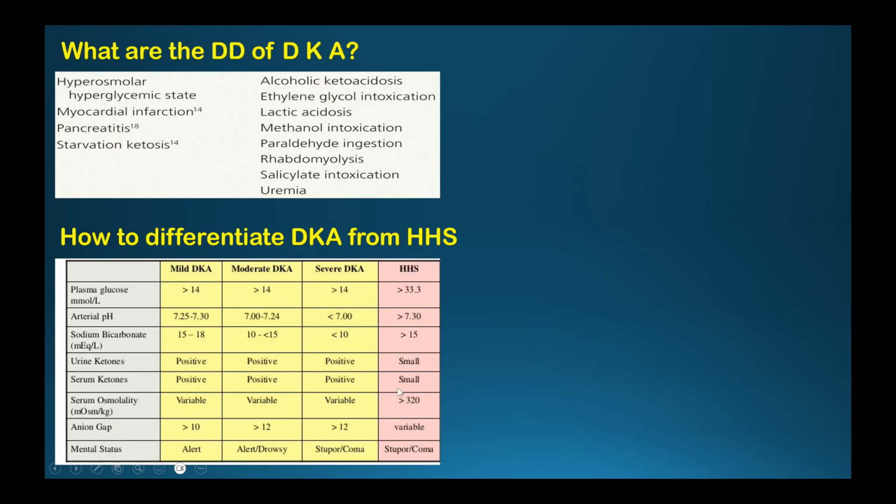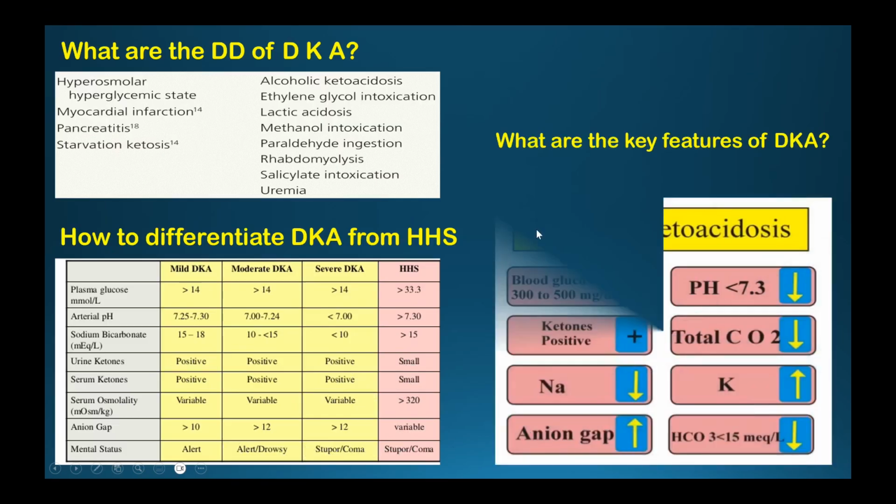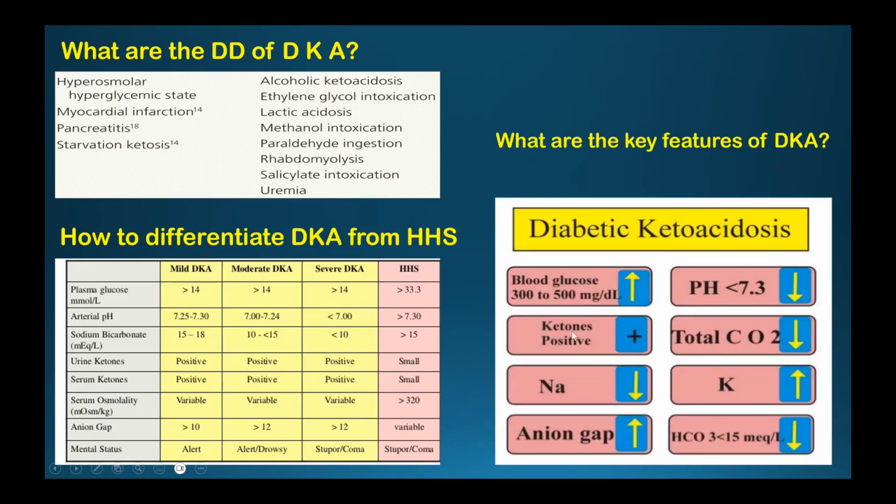And osmolality will be very high in hyperosmolar state because of the high glucose value. Anion gap is not raised, and mental state will be altered sensorium, stupor, or coma. The key features of DKA: blood glucose very high, ketones positive, sodium is low, anion gap is very high, pH is low, carbon dioxide is low because the patient will be hyperventilating, potassium will be high, bicarbonate will be low. So this slide will help you to remember all the features of diabetic ketoacidosis.